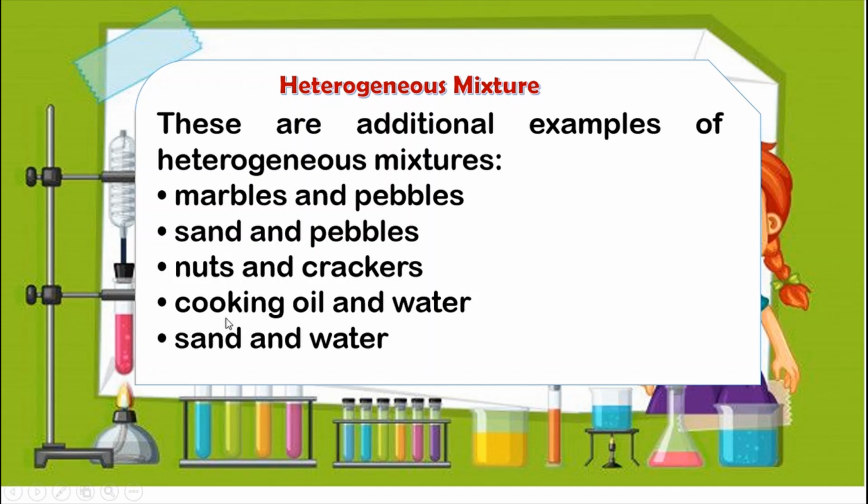Okay, these two are in liquid form, cooking oil and water. So they're both in liquid form, and the cooking oil and water is called a heterogeneous mixture. If we mix cooking oil with water, it forms two layers. The cooking oil floats, and the water sinks to the bottom of the glass. So it is a heterogeneous mixture, children.